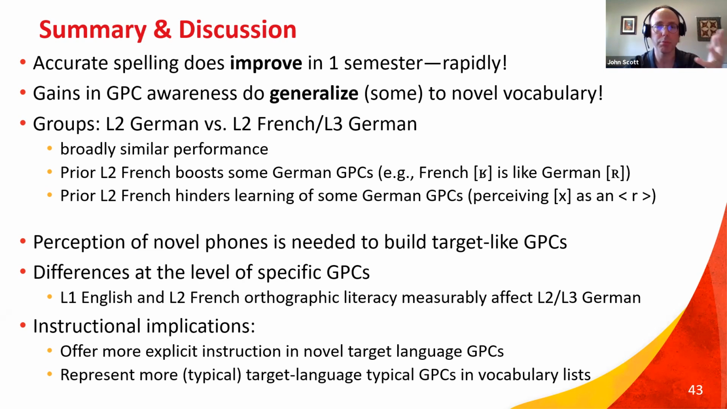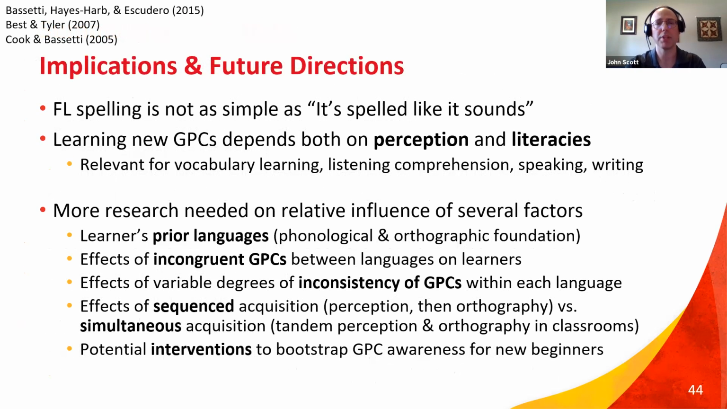And this basically brings our attention to the fact that we need more explicit instruction on novel target language spelling-sound relationships, and we should be thinking about the construction of our vocabulary lists with how well they represent these sounds and, in fact, their typical spellings in the language. So basically, this varies by language, but the idea of "it's spelled like it sounds" is a problematic one. And we have to keep in mind that perception and literacies both come into play. And there's a whole bunch of factors that we still need to more thoroughly research, including potential interventions like HVPT.